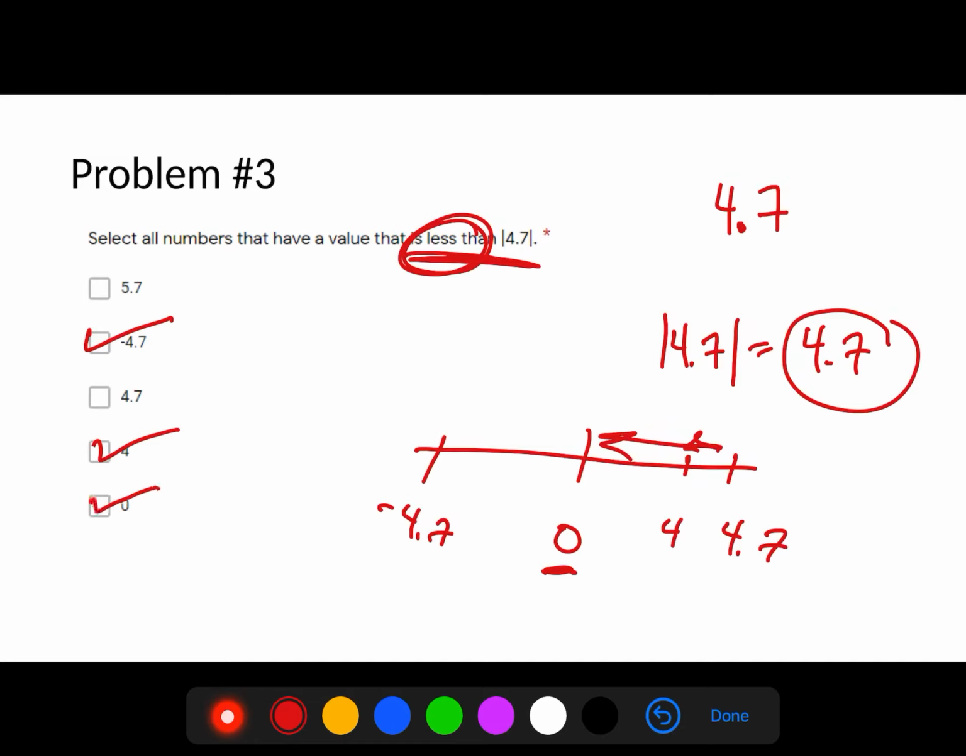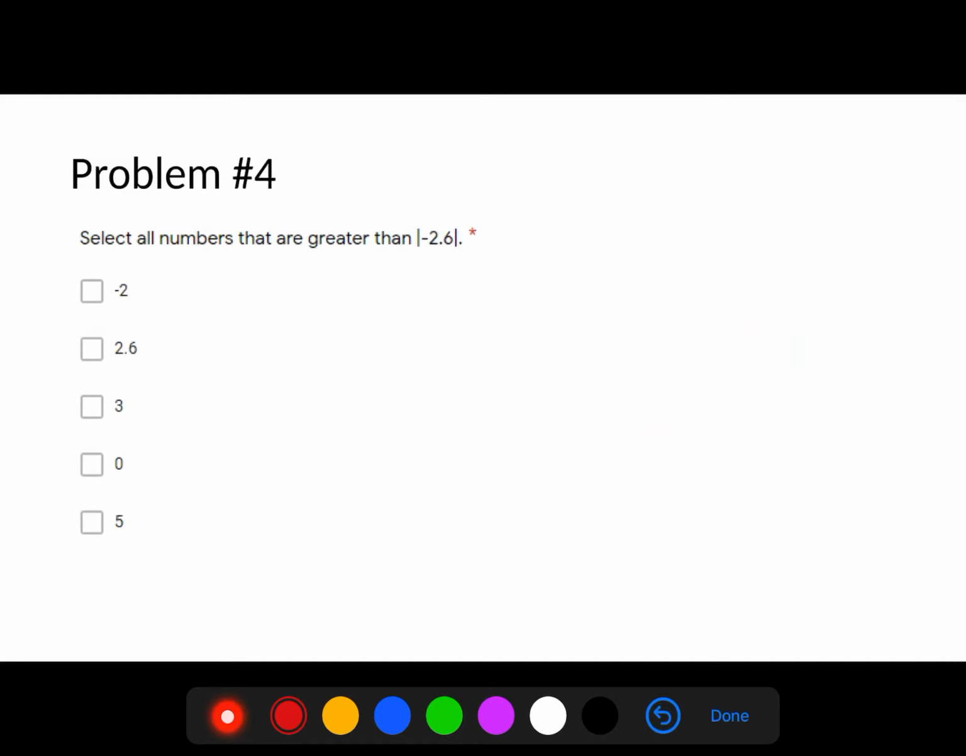So again, when it's asking you for numbers that are less than, you have to see what numbers are to the left of it. Number lines can help. I took the absolute value of the number, as you can see here, in order to know what numbers I was looking for. Okay. The next one, number 4. Select all numbers that are greater than the absolute value of negative 2.6. So what is the absolute value of negative 2.6? It's positive 2.6. So it's asking you what are all the numbers that are greater than positive 2.6.